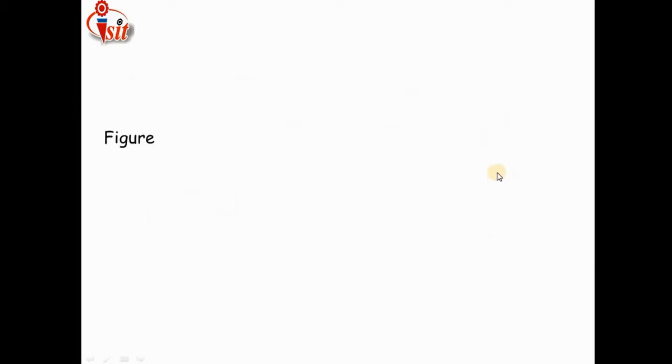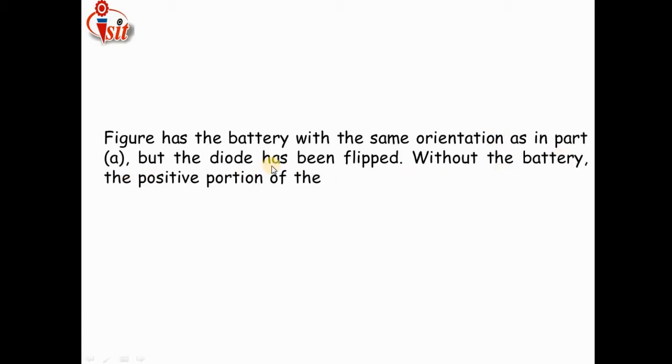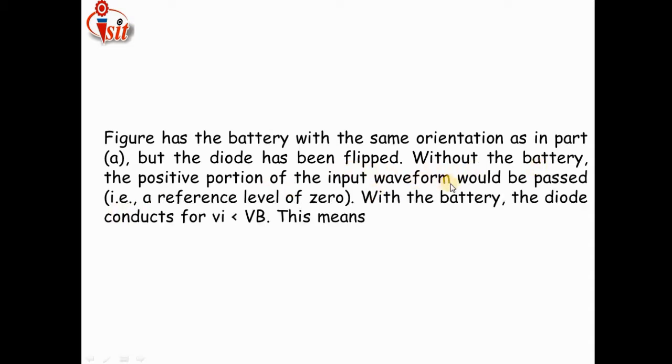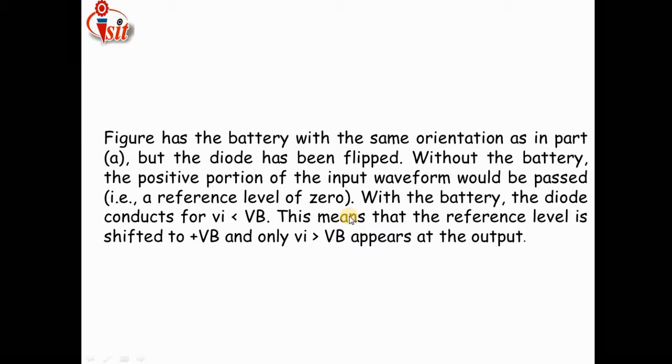Here we are taking the output. The figure has the battery with the same orientation as in part A, but the diode has been flipped. Without the battery, the positive portion of the input waveform would be passed, with a reference level of 0. With the battery, the diode conducts when the input voltage is less than the bias voltage. This means the reference level is shifted to the positive bias voltage, and only for input voltage greater than the bias voltage does a signal appear at the output. At that point, the battery reference level should be equal to 0.